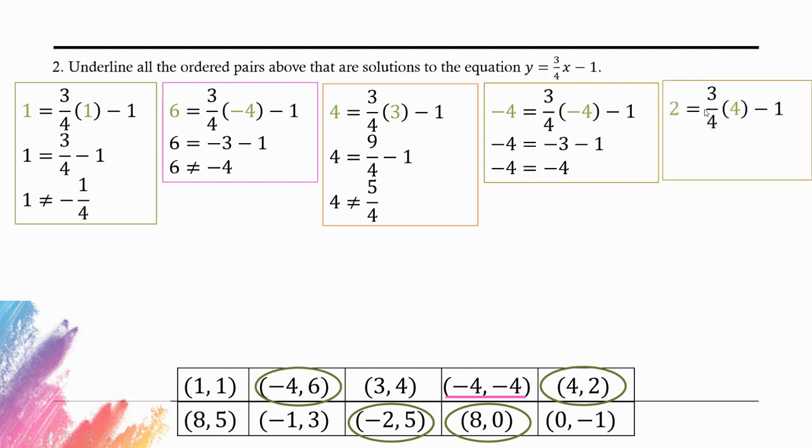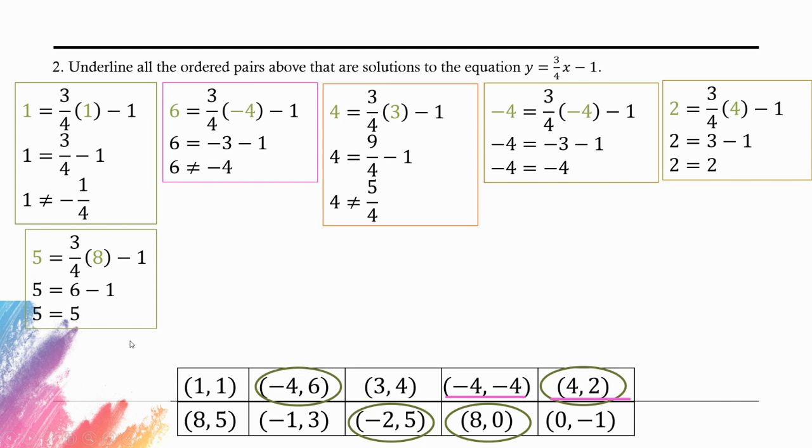Testing 4, 2. Put 2 in for y, 4 in for x. 3/4 times 4 gives us 3. 3 subtract 1 gives us 2. Next, substituting 8, 5. 8 in for x, 5 in for y. 3/4 times 8 gives us 6. 6 subtract 1 gives us 5. So that one does satisfy the equation. 8, 5 is one of the solutions to that equation.